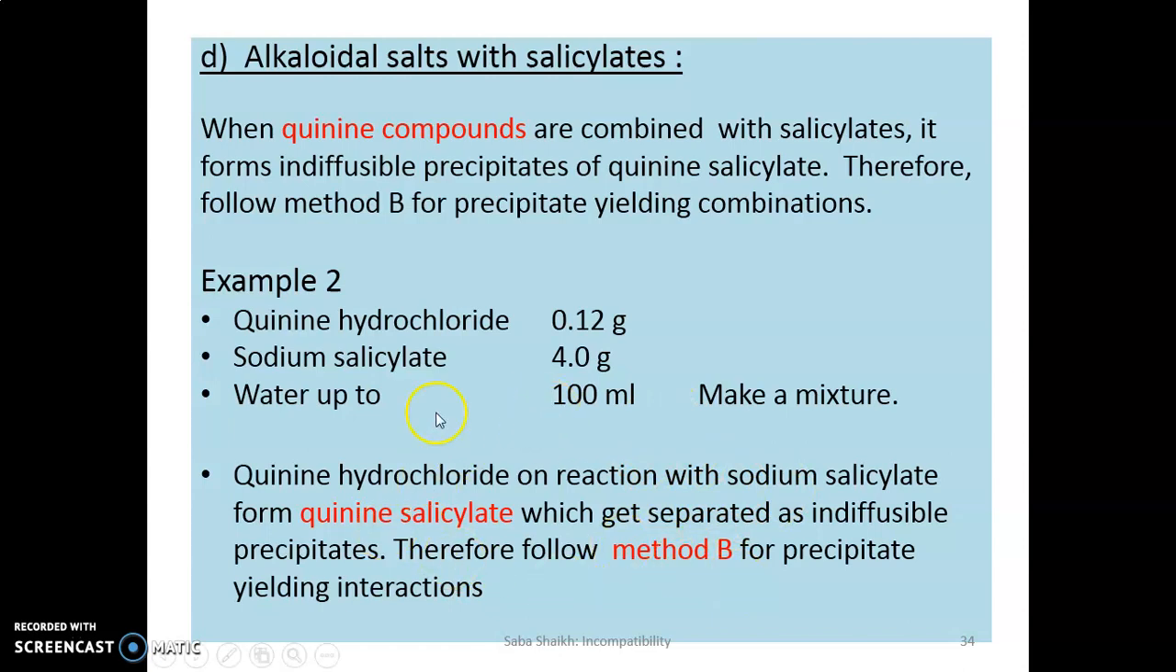So method A is simply a division of this vehicle into two, but in method B, in one part we are going to add vehicle and one reactant substance. In another part of the vehicle we are going to add first the suspending agent and then the reactant substance. We can make a paste, and then the 2 beaker solutions can be mixed together very thoroughly to get the indiffusible precipitate. That is method B.